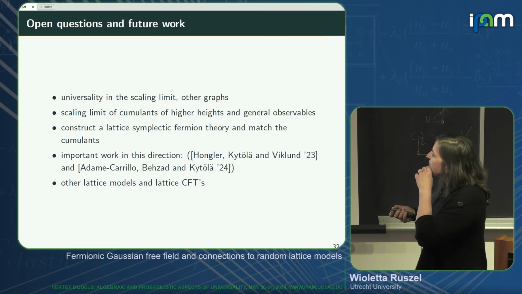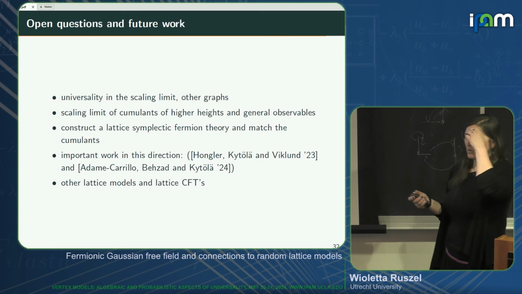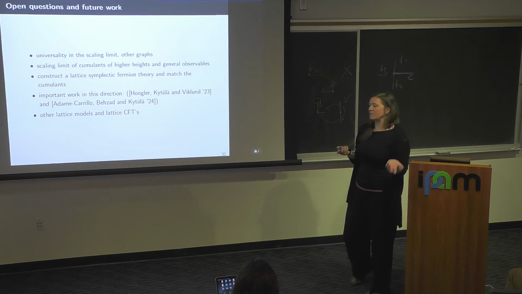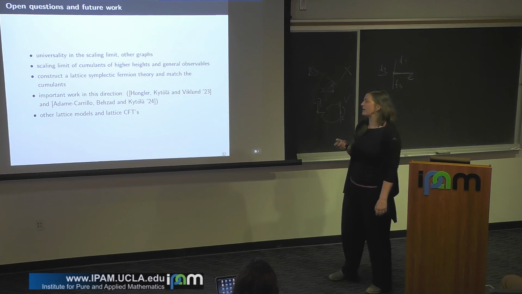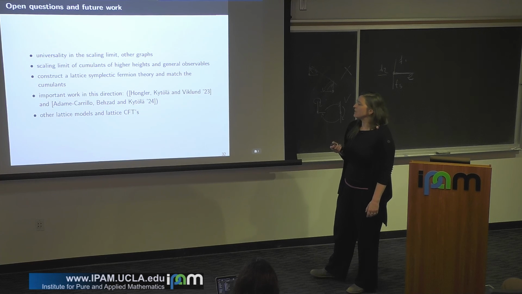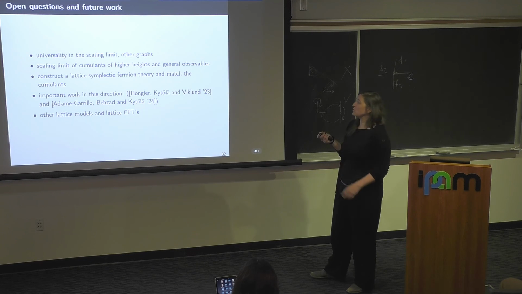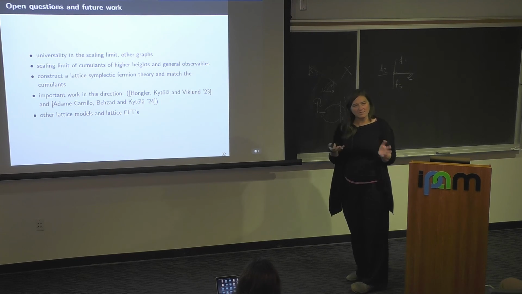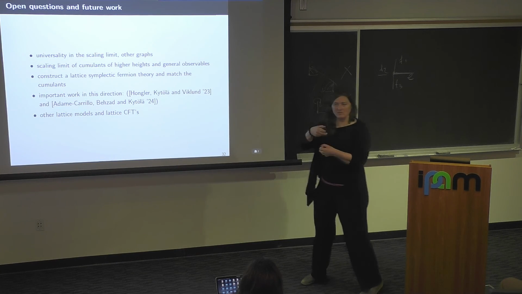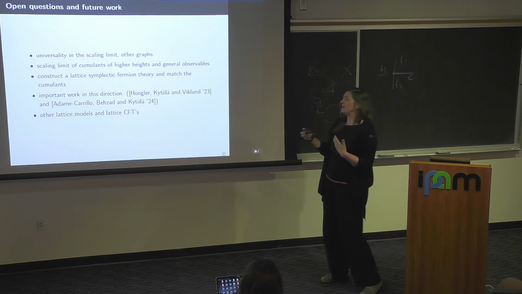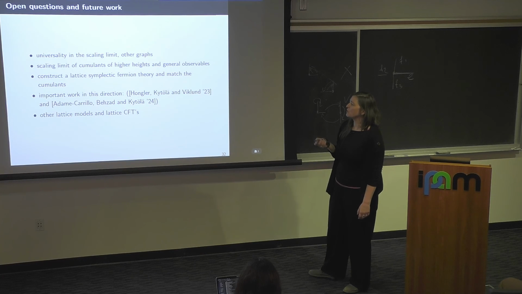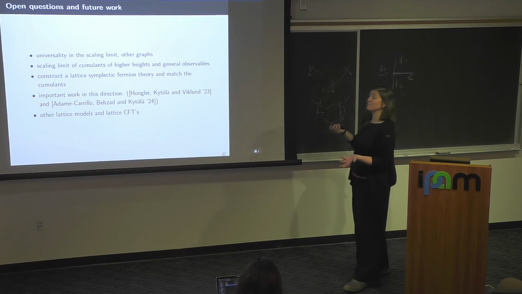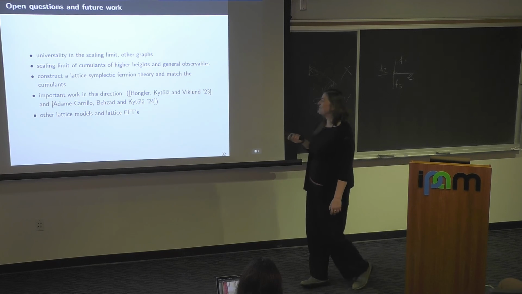And what is still open in future work? Universality in the scaling limit, because we were looking at the cumulants on Zd and on the triangular lattice, because they're nice and regular, but of course it would be very nice to have this for any general lattice with conductances, which we are currently looking at. Then also the big open question: scaling limits of cumulants of higher heights and general observables. This height 1 is in some sense special. It's very local because it can be described by leaves of the spanning tree, but other heights a priori not. And another big open question is to construct really a lattice symplectic fermion theory, which we are also looking at, and match the cumulants.